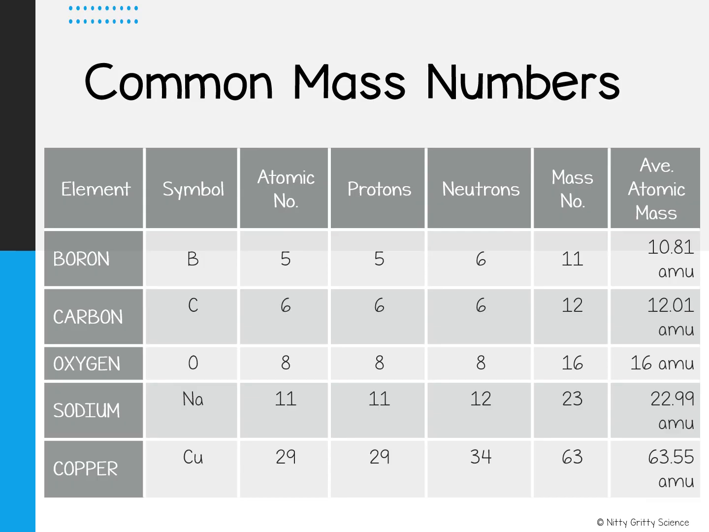Remember, in this chart, the average atomic mass is that of all the isotopes. So when we use the example of boron 10 and boron 11, you can see the average atomic mass is 10.81 AMUs, which is atomic mass unit. Okay, it's time to show what you know.